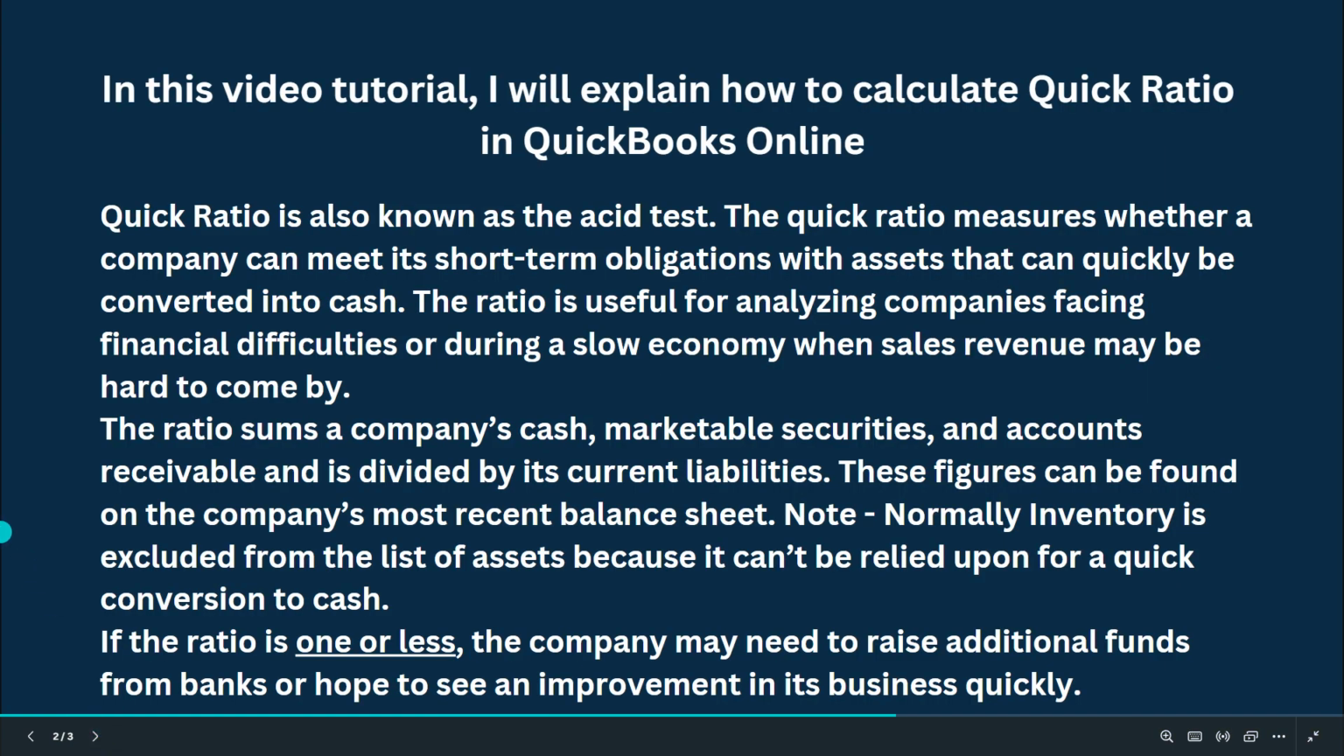So what is quick ratio? In this video, I will explain how to calculate quick ratio in QuickBooks Online. Quick ratio is also known as the acid test in the business world. The quick ratio measures whether a company can meet its short-term obligations with assets that can quickly be converted into cash. The ratio is useful for analyzing companies facing financial difficulties or during a slow economy when sales revenue may be hard to come by.